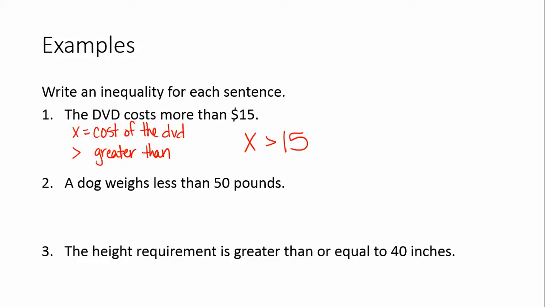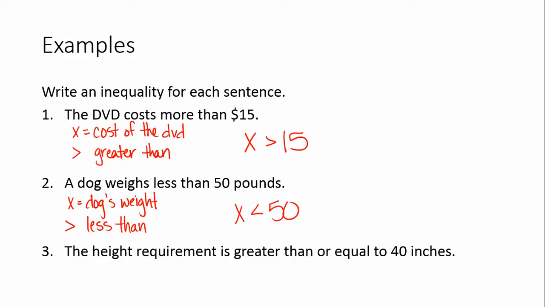Number 2, we have a dog weighs less than 50 pounds. So our unknown is the dog's weight. So X represents the dog's weight. We're going to use the less than symbol. You actually see the words less than, and you can go back and look in that chart that we just wrote down. But the dog's weight is less than 50 pounds. So we would say X is less than 50.